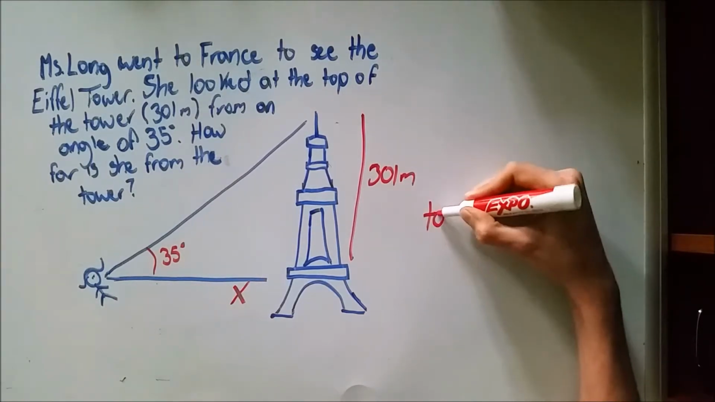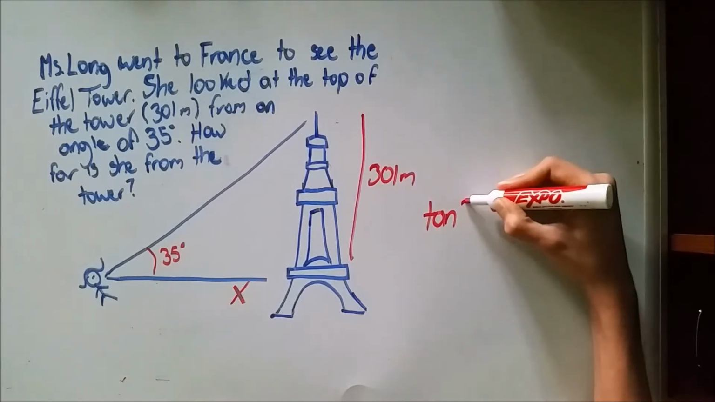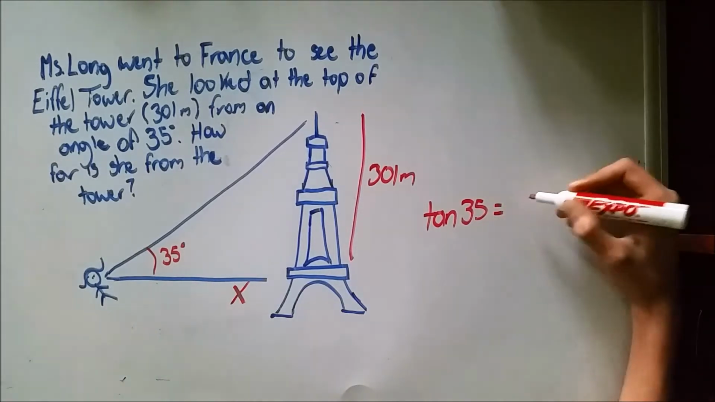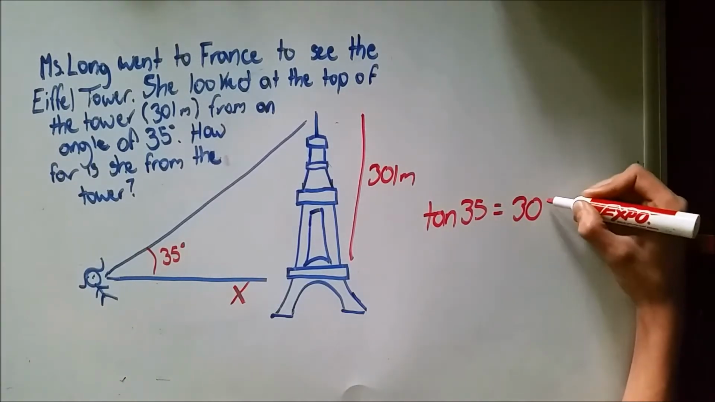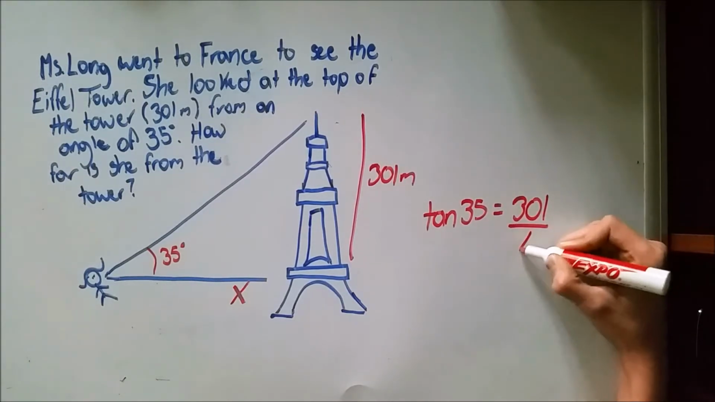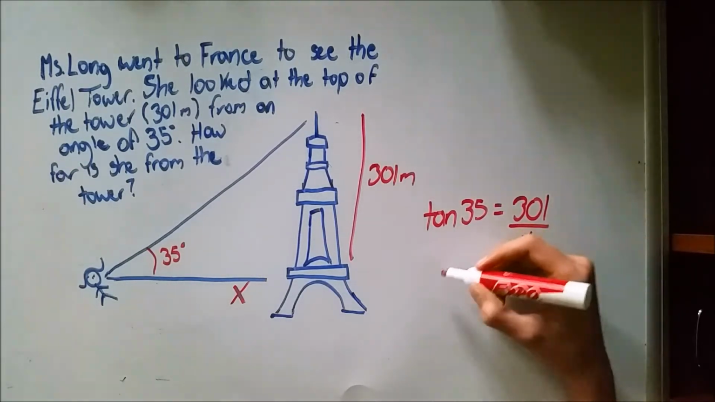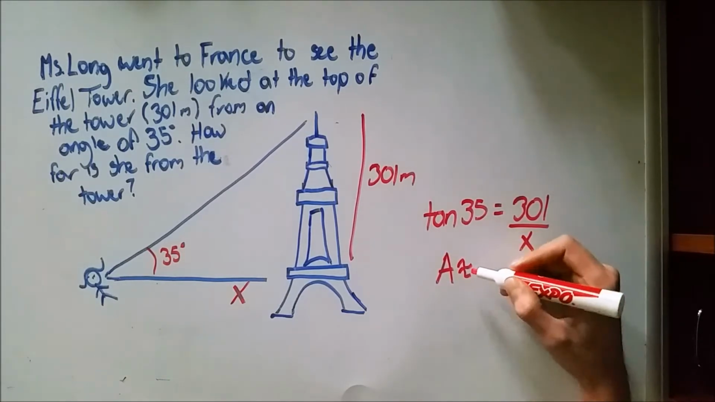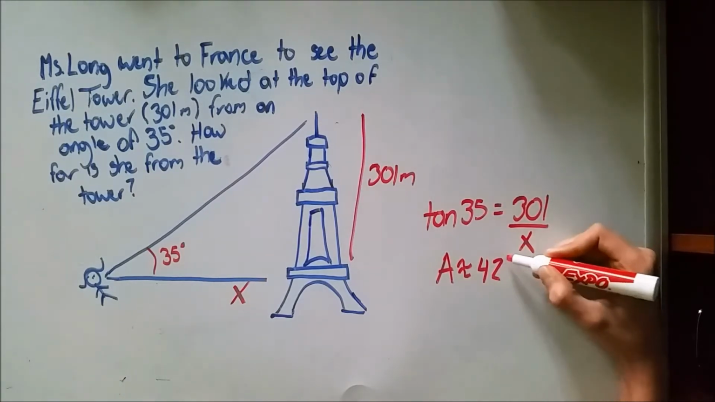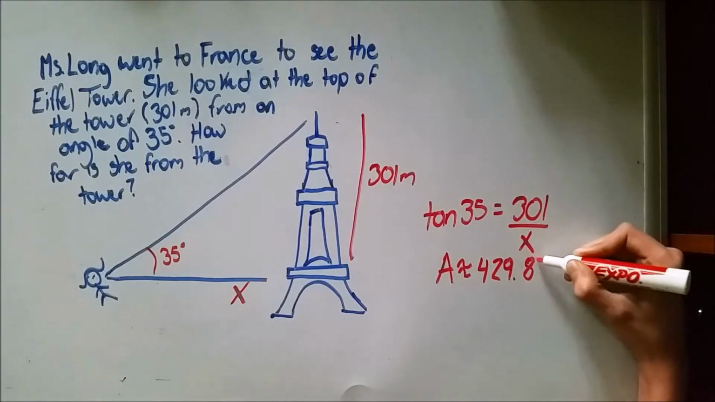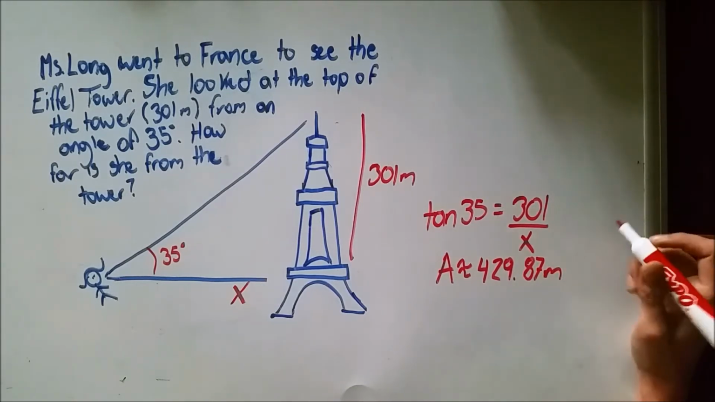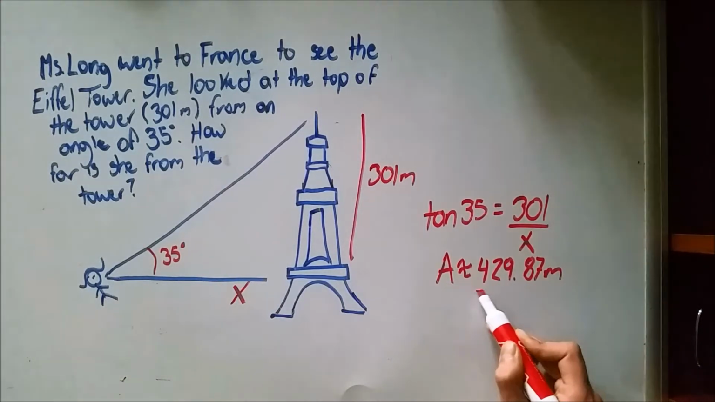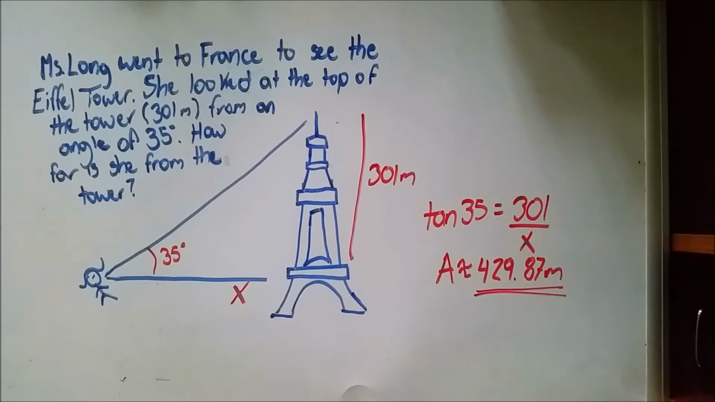So, the tangent of 35, since 35 is our angle, is equal to 301 over our adjacent, or x. Once you solve this using what we learned about trigonometric functions, you're going to find that the adjacent side is equal to 429.87 meters. Therefore, our answer is that Ms. Long is standing at 429.87 meters away from the Eiffel Tower.